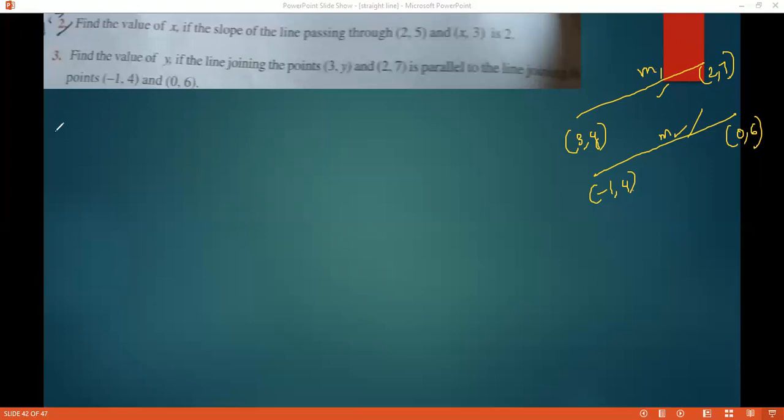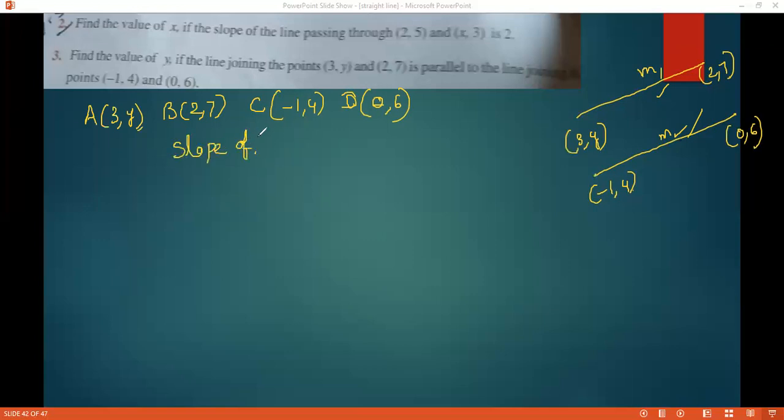Now, let us take A(3, y), B(2, 7), C(-1, 4), and D(0, 6). Okay, let us take the points like this. So can we find the slope of AB? Let us find that first. So what is the slope of AB?